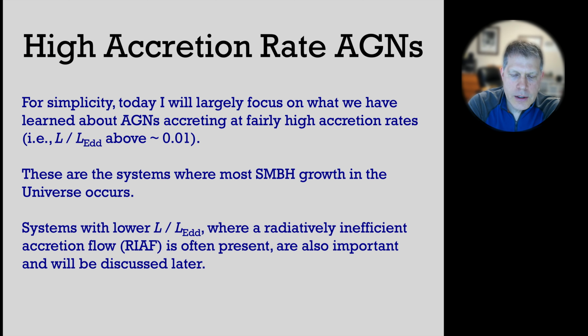And finally, one other point. For this talk today, for simplicity, I'm going to largely focus on what we have learned about active galaxies accreting at fairly high accretion rates, above about 0.01 of the Eddington luminosity. These are the systems where most supermassive black hole growth in the universe occurs. Systems with lower Eddington ratios, below about that value, where a radiatively inefficient accretion flow, or RIAF, is often present, and remember that term because we will refer to it later on, those systems clearly are also important and very interesting. They're fascinating, and they will again be discussed later on. But for today, we're going to focus on fairly rapidly accreting systems.